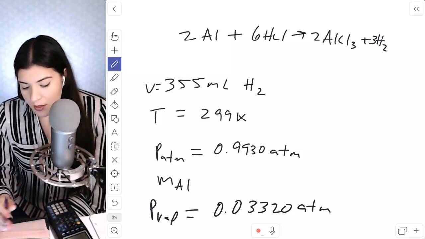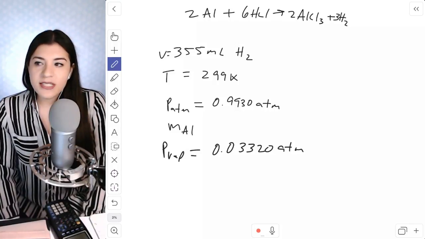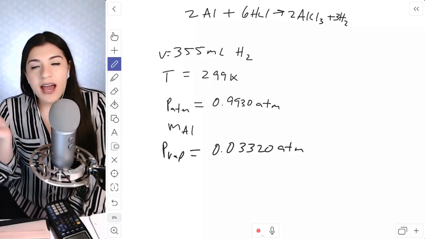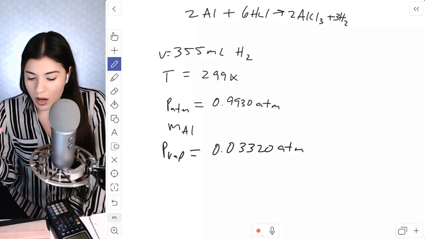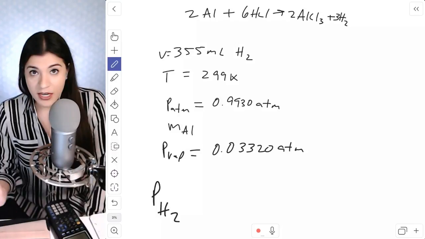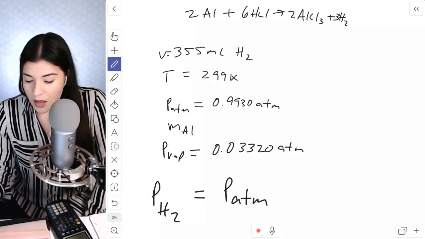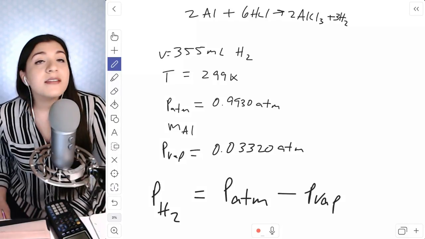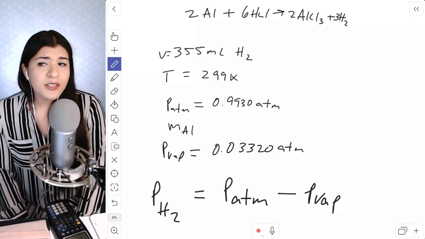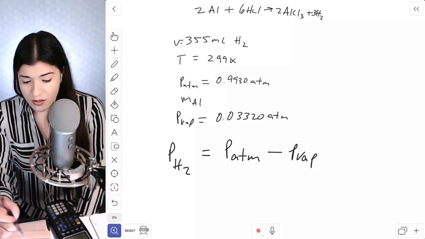0.03320 atmospheres. This is a collected over water question, where the keyword collected over water should clue you in that you have to subtract the vapor pressure from the atmospheric pressure to figure out the actual pressure of your gas, which in this case is H2. This is always going to be the case whenever they tell you it's collected over water. Make sure to note that. Collected over water, boom, instantly know I have to subtract those. So that's exactly what I'm going to start off with.